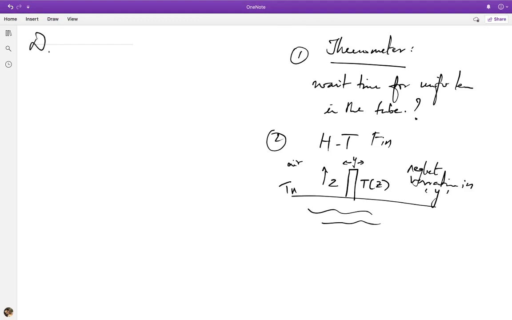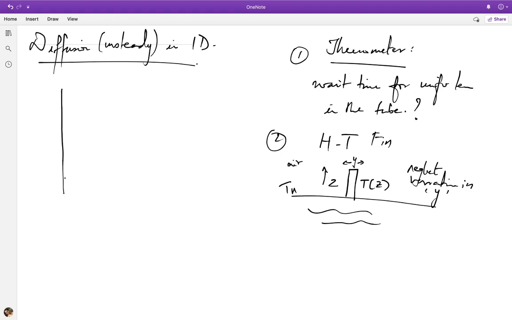So today's lecture we're talking about diffusion, unsteady, in one dimension. At least this is what we'll start with, and these two scenarios cause us to consider the following simplified prototypical problem. So consider a slab.